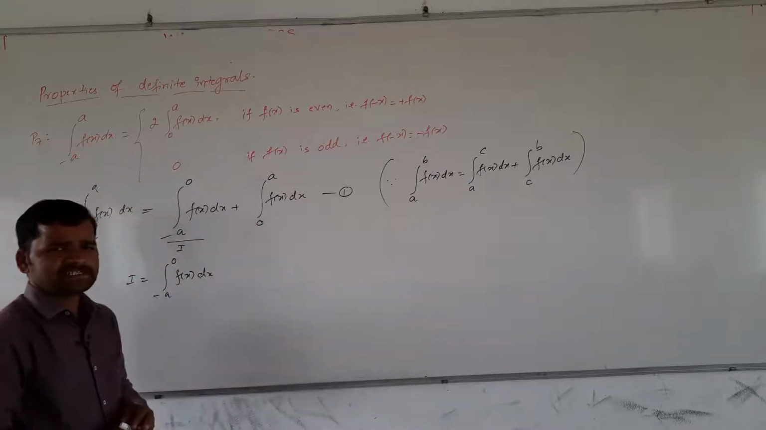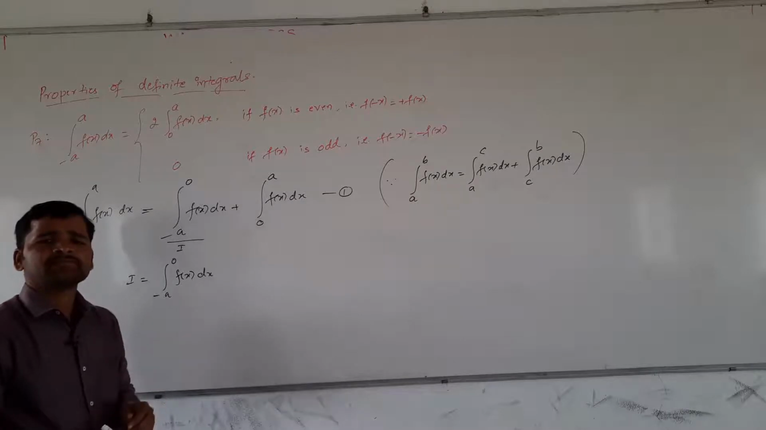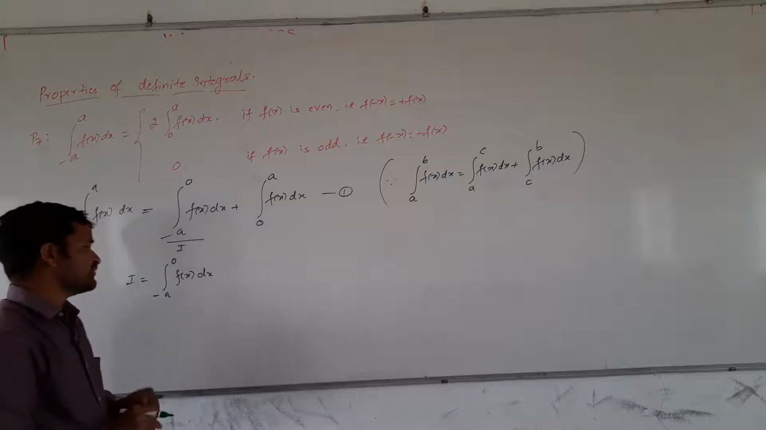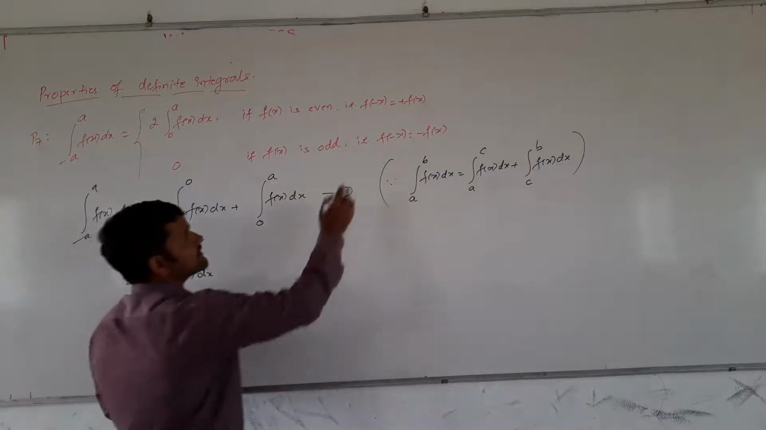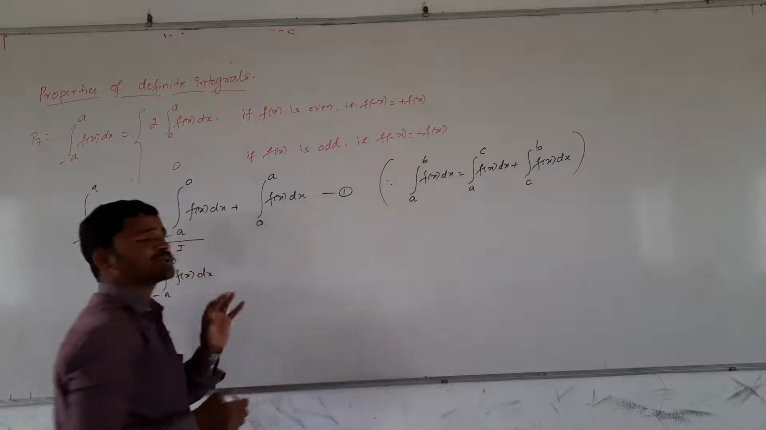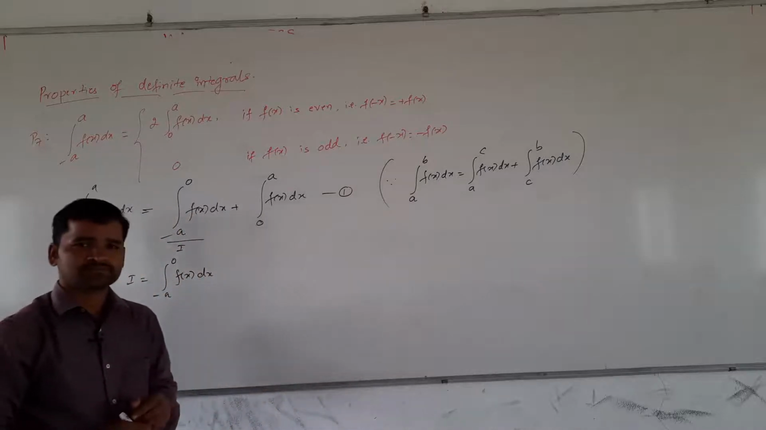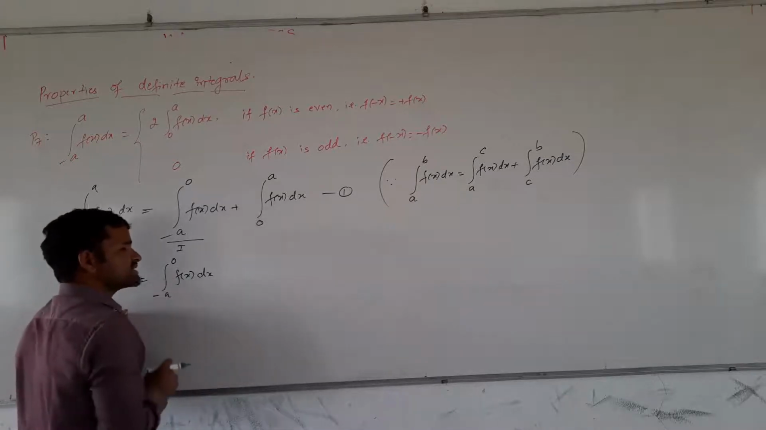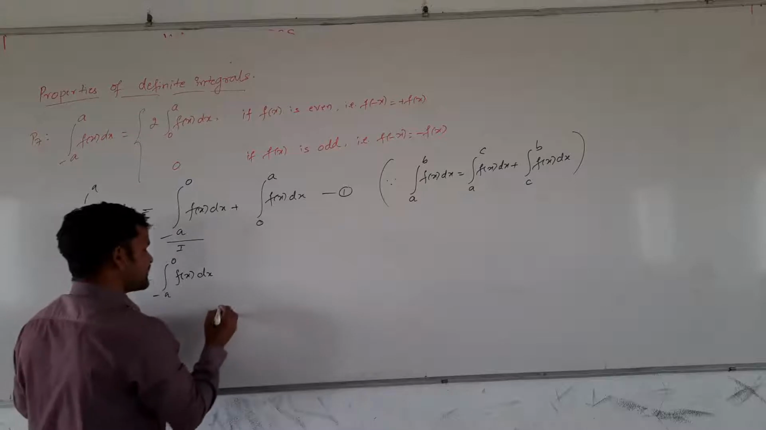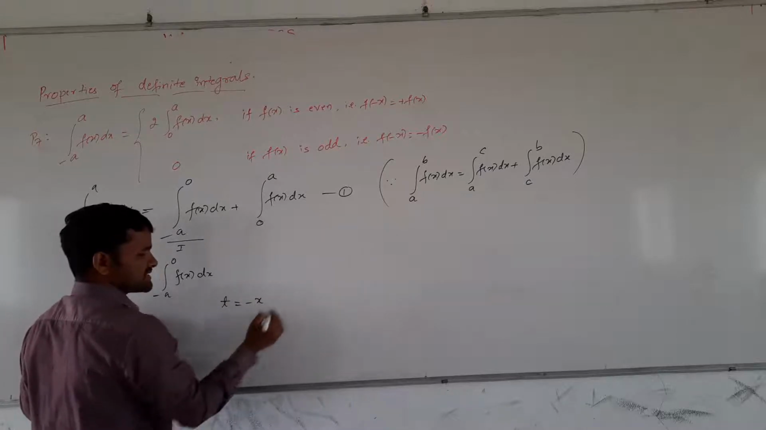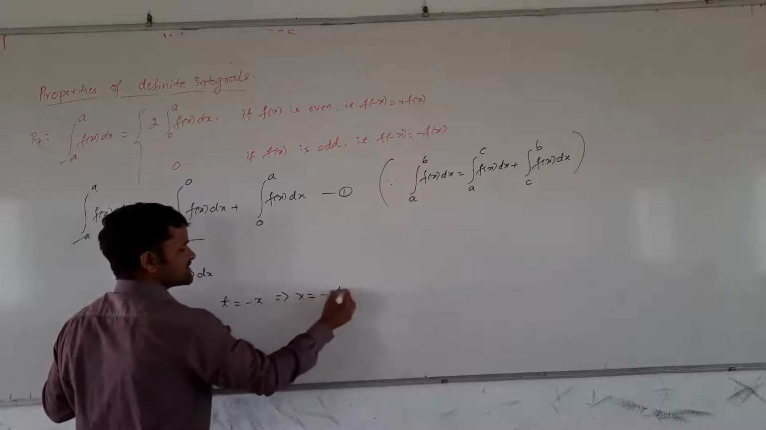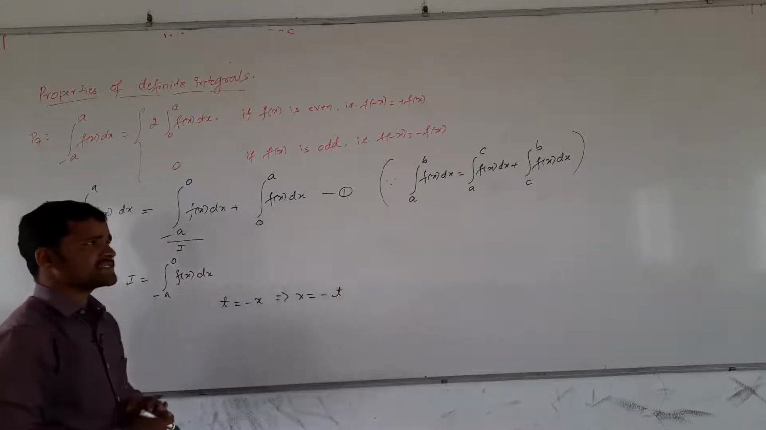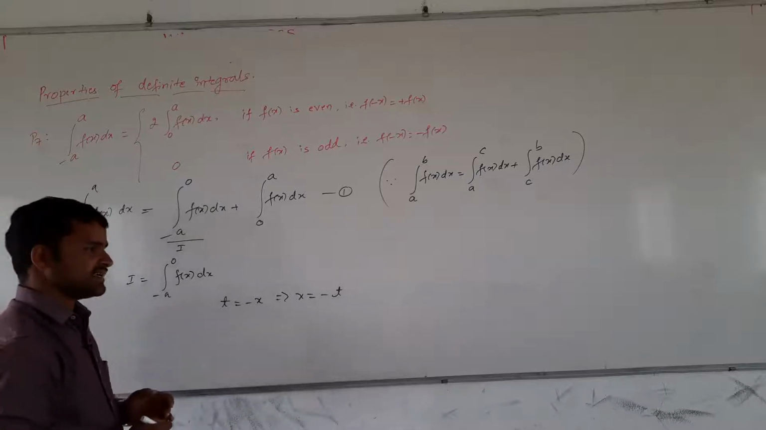What is that modification we will do? As we did in the P6 property, there we wanted t is equal to 2a minus x. In the same way, here I want f of minus x to consider case 1 and case 2. In place of x we want minus x, so what you substitute? In place of x you substitute minus t, or t is equal to minus x. This implies x is equal to minus t. With that we will get f of minus x, so that we can consider the cases.